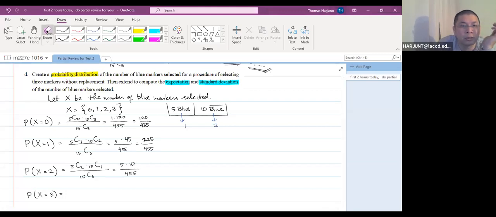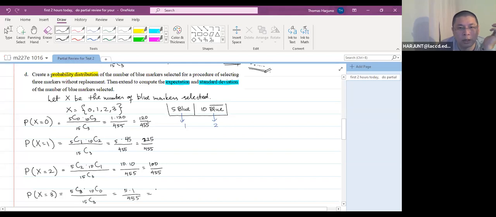Five choose 2 is 10. That's 100 over 455. And then the last one, 5 choose 3 times 10 choose 0 over 15 choose 3. That will be 5 times 1 over 455. That's 5 over 455.